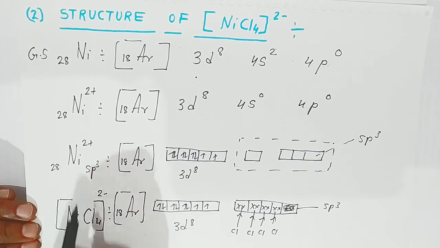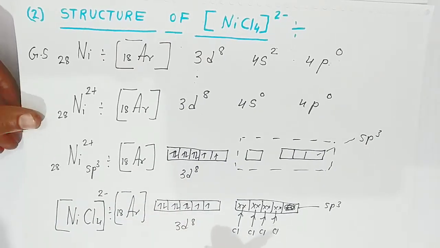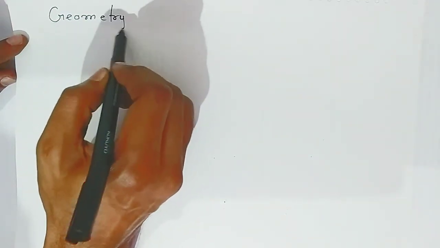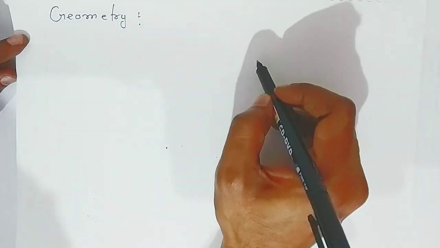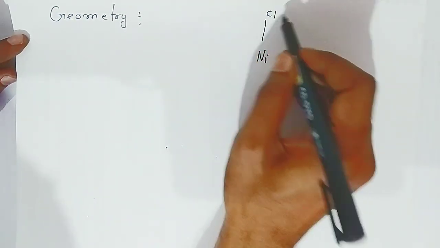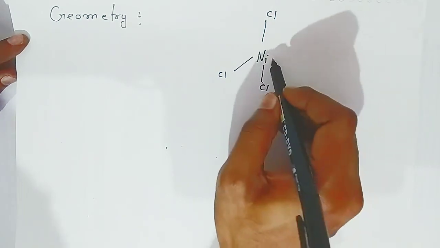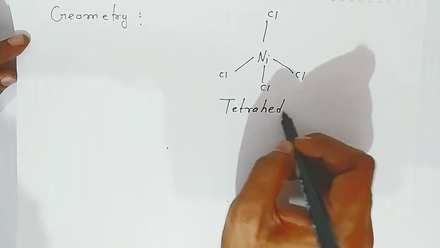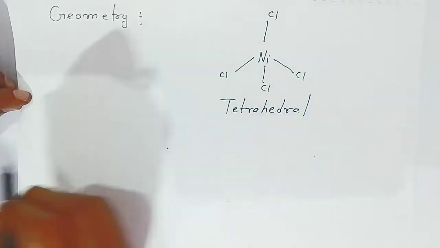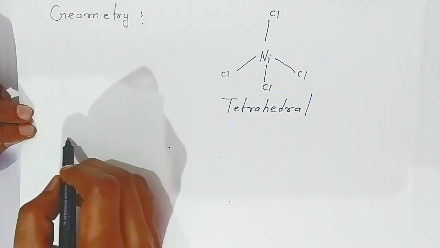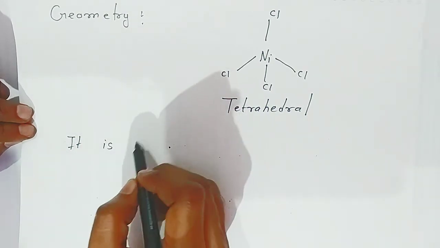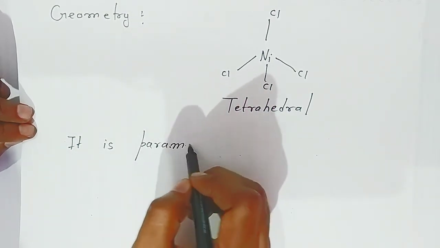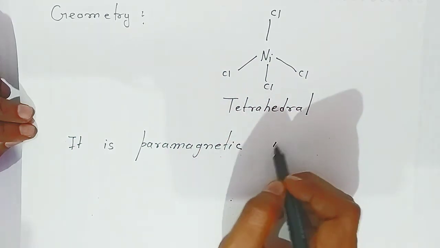Now students, because it is in sp3 hybridization, what will be the possible structure? What will be the geometry, students? Tetrahedral. So when you write the geometry, students, nickel will be at the center, and 1 chlorine will come here. This is tetrahedral geometry, students. We can write tetrahedral because of the sp3 hybridization. Now students, when you see the number of unpaired electrons, yes, there are unpaired electrons. So it is paramagnetic in nature. Because of the unpaired electrons, we call it paramagnetic in nature.